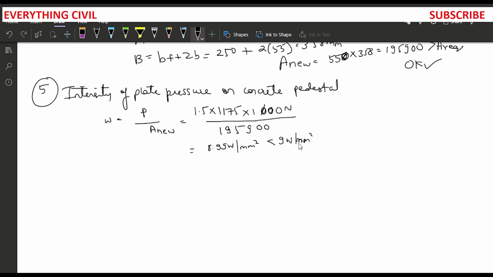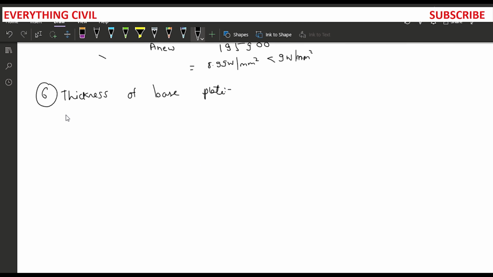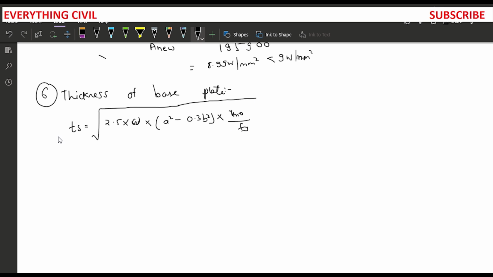Now the next step is to find the thickness of the base plate. So thickness of the base plate can be determined by the formula Ts equals under root of 2.5 times W into A square minus 0.3 B square into gamma MO upon Fy. Now this Ts should always be greater than the thickness of the flange of the column section. So I'll just substitute all the values here and write it down for you.